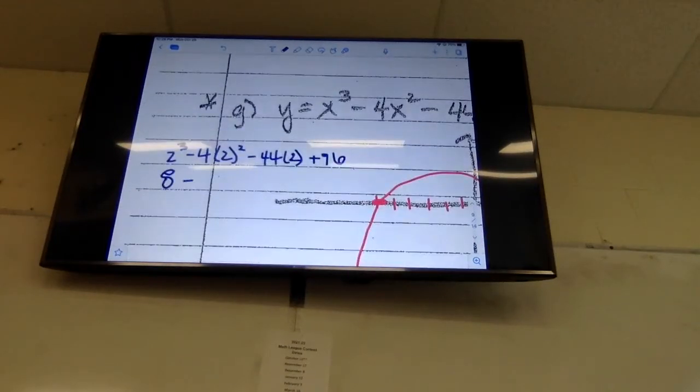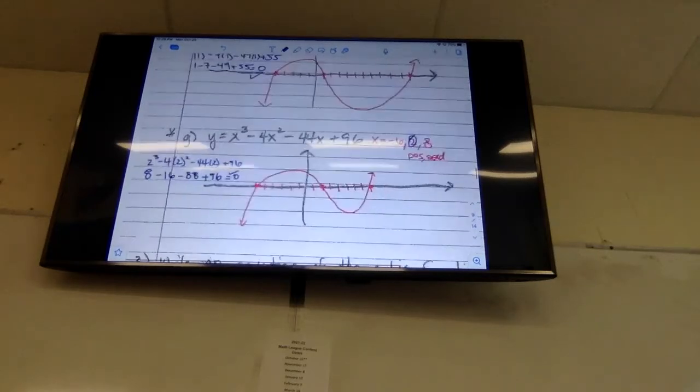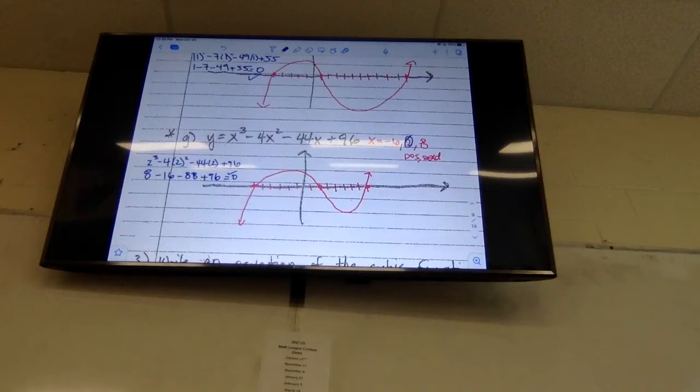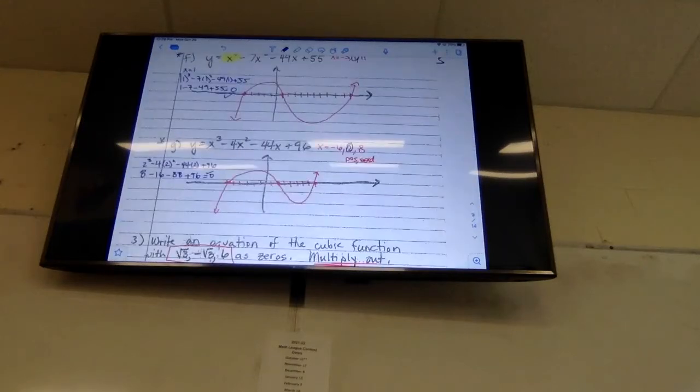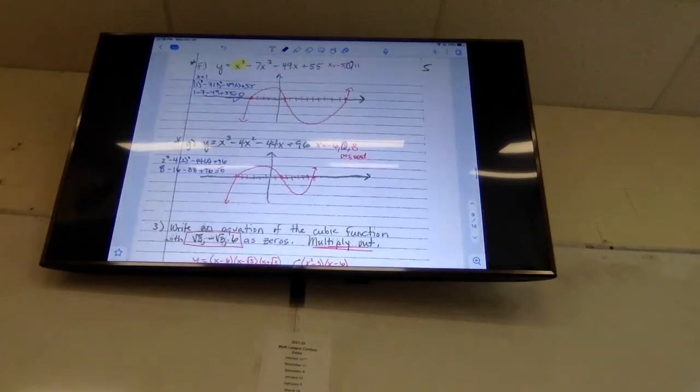So that's 8. 2 squared is 4. 4 times 4 is 16. 44 times 2 is 88. So plugging in, you might think these are some crazy big different numbers, but 8 minus 16 is -8, minus 88 is -96. And then I add 96 and I end up with 0. All right, cool. We could go farther with those two, but we're going to go farther on the next problem. So we're just going to go back to where we were.